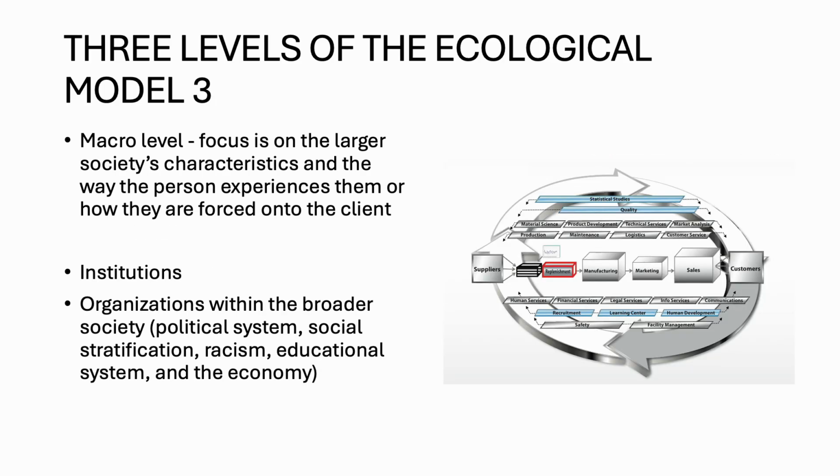And then there is the macro level, which focuses on the larger society's characteristics and the way the person experiences them or how they're forced onto the client. So we're talking about larger systems, okay? The government, society, and that would be like the institutions, right? Those are like buildings that provide either education or law or something like that. Organizations within the broader society, political systems, social stratification, racism, educational system, and the economy.